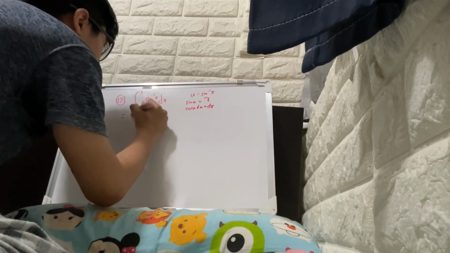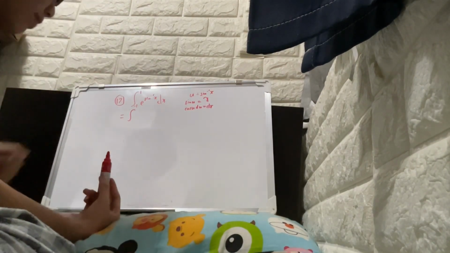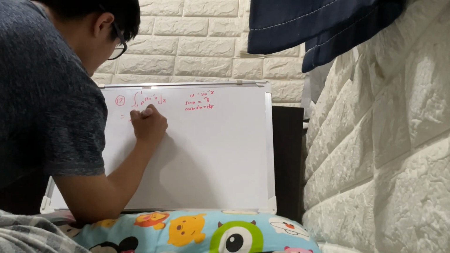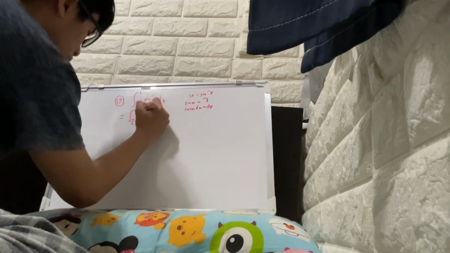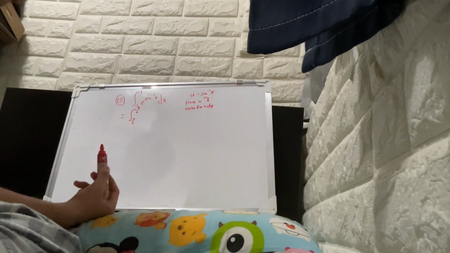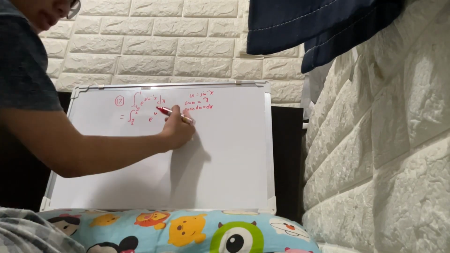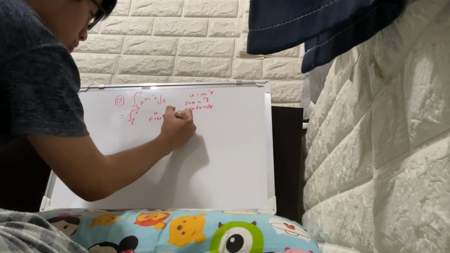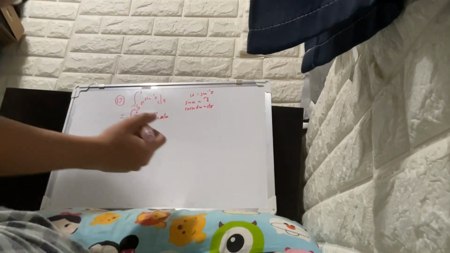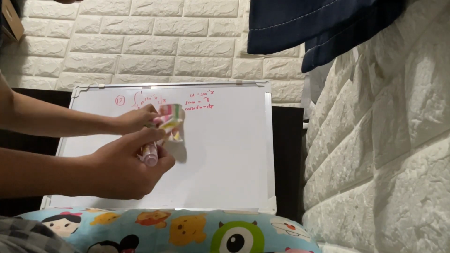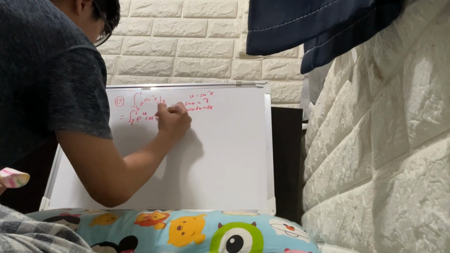So what's our limits? The lower limit: inverse sine of -1 gives negative pi over 2. Putting 1 inside, you get positive pi over 2. So the original becomes e to the u multiplied by cosine u du, the integral of e to the u cosine u du.